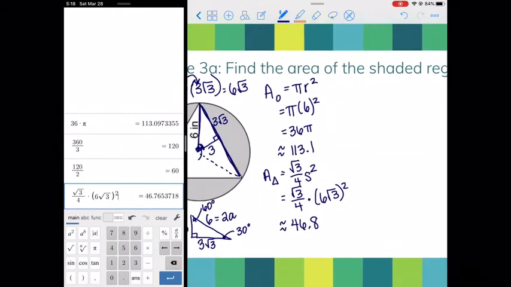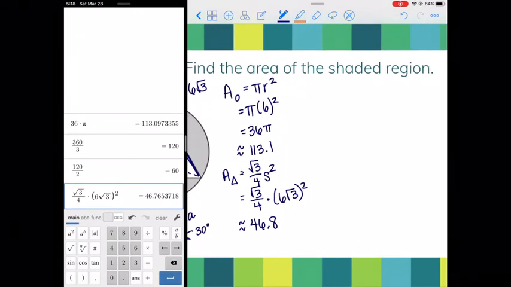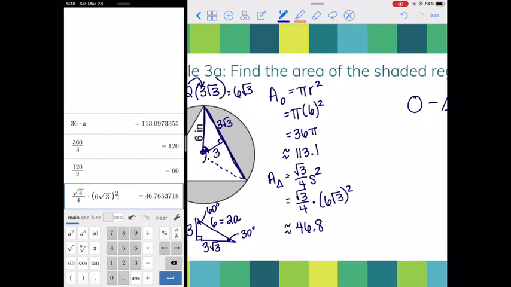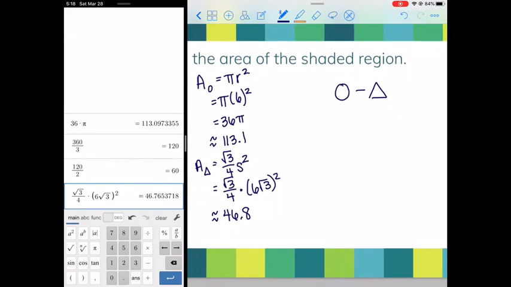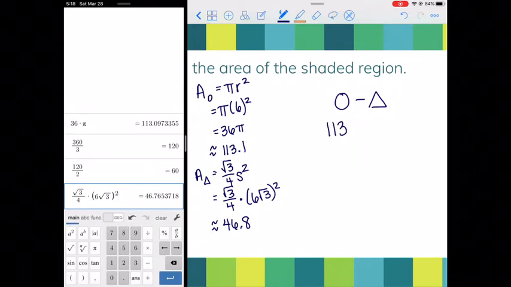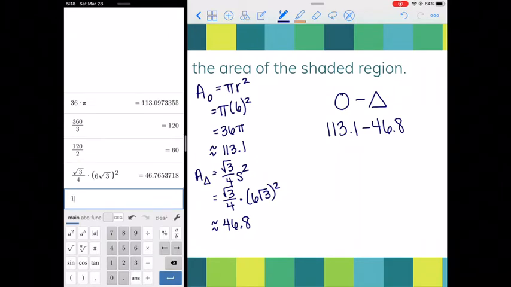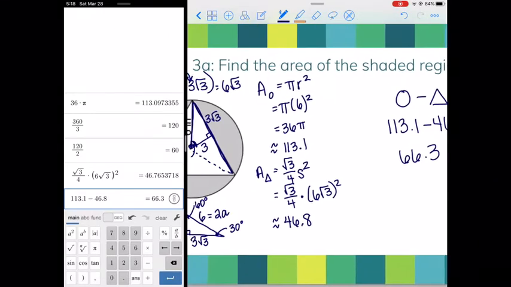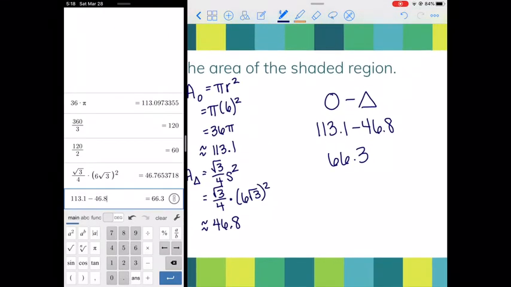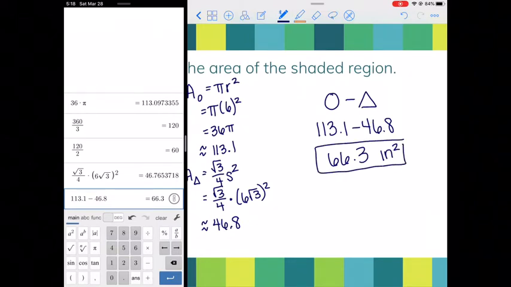So now that I'm going to find the area of the shaded region, what I need to do is the area of the circle minus the area of the triangle. So I'm going to take the circle and I'm going to subtract out that triangle. So I'm going to do 113.1 minus 46.8. I'm doing it in my calculator over here. So the area of the shaded region is 66.3. Let's put some units on it. Since it was measured in inches and this is area, that is square inches. So 66.3 square inches.